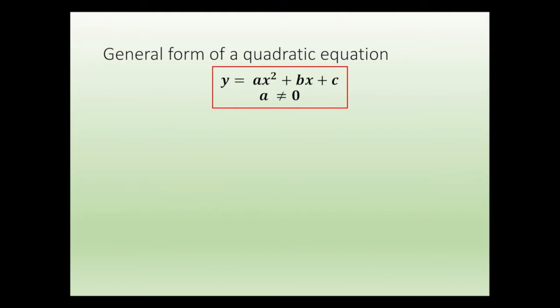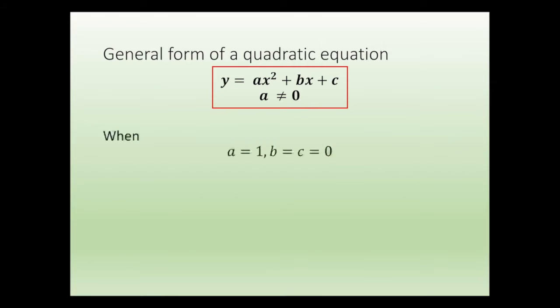This is the general form of quadratic equation. y equals ax squared plus bx plus c. Now, you must make sure that for a quadratic equation, a does not equal 0. If a equals 0, y equals bx plus c, that is actually linear. So, remember, for a quadratic equation, y equals ax squared plus bx plus c.